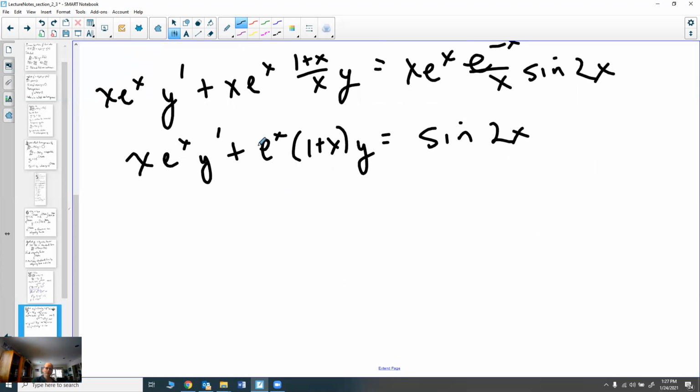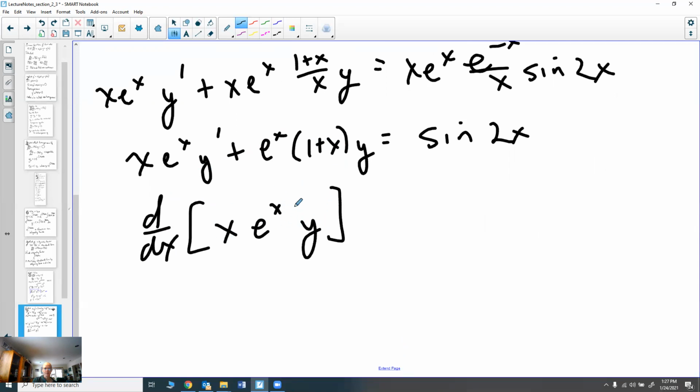Again, these two terms on the left-hand side of the equation are the product rule of the derivative of x e to the x times y, your integrating factor times y. Whatever your integrating factor times y is, that's what the derivative of that would be, these two terms. Again, if you don't believe me, try it.